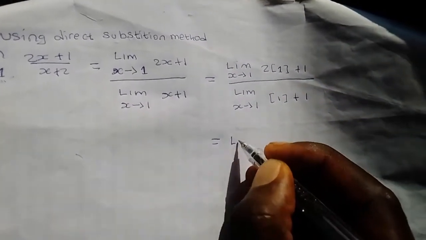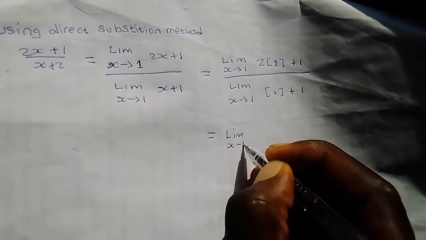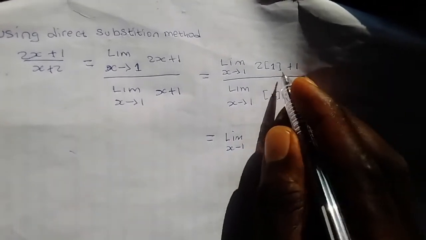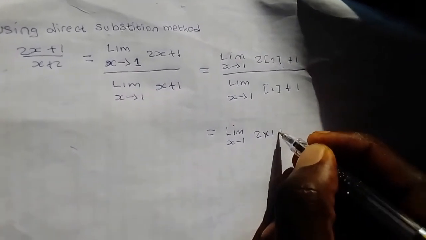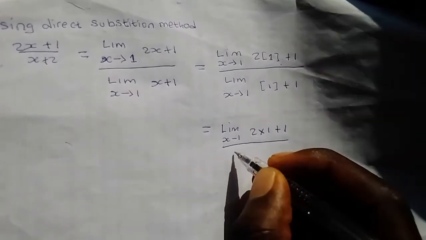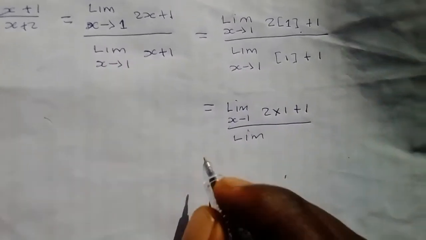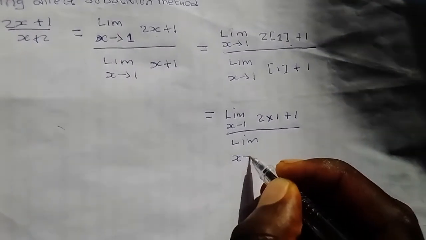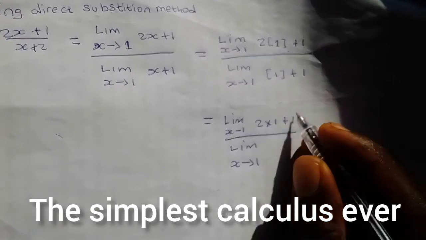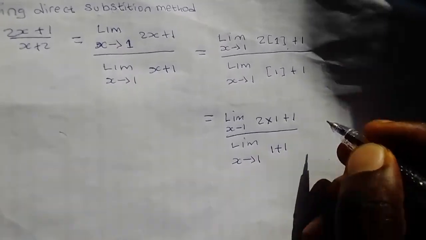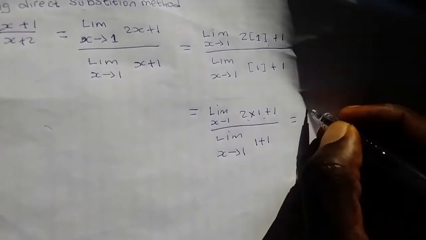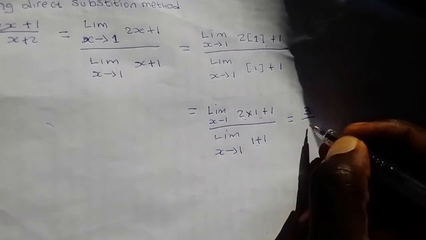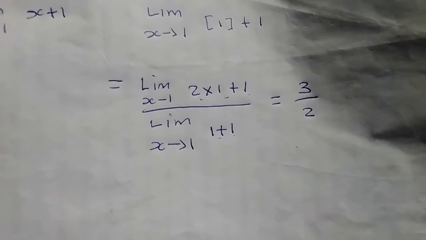So from there, this will give us the limit x approaches 1. 2 times 1 is what? Is 2. 2 times 1 plus 1 divided by the limit of x approaches 1, and that is 1 plus 1. 1 plus 1. So our final answer, 2 times 1 is what? 2, plus 1 is what? Is 3. 1 plus 1 is what? 2. So our answer for that is what?